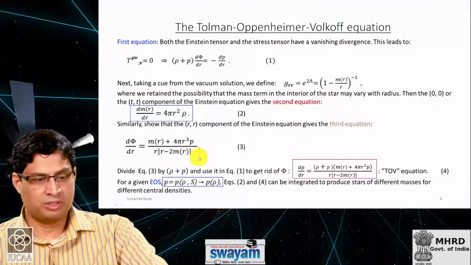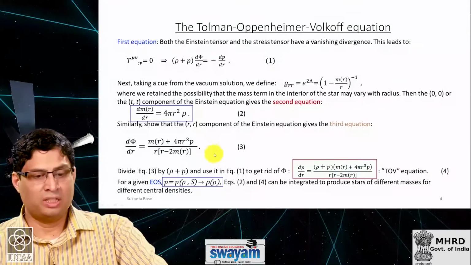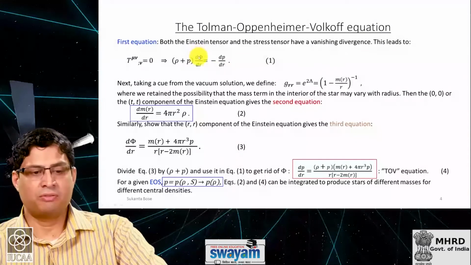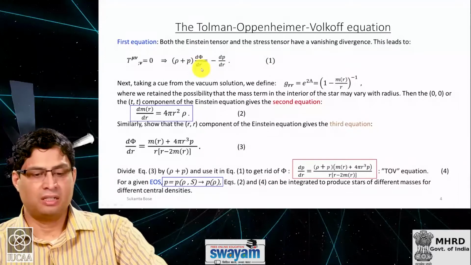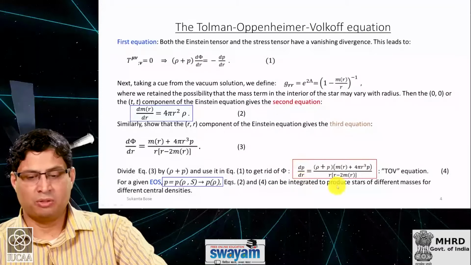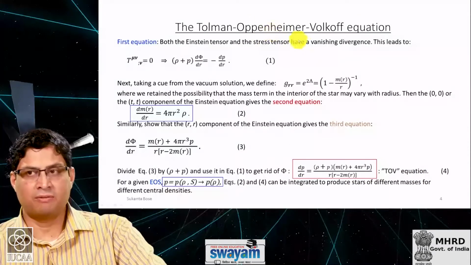So you have three equations here, but the nice thing is that you can combine equation 1 and equation 3 to get rid of d phi by dr, so that you get what is known as the Tolman-Oppenheimer-Volkoff equation, which is the title of this slide.